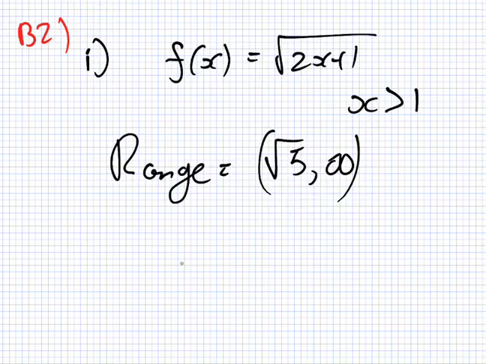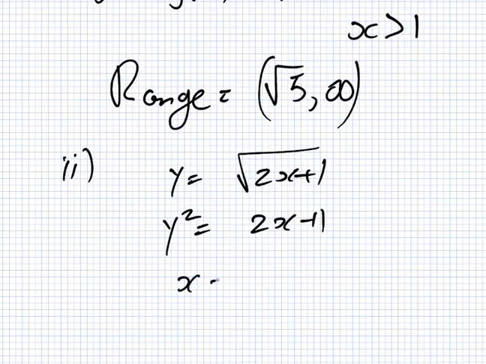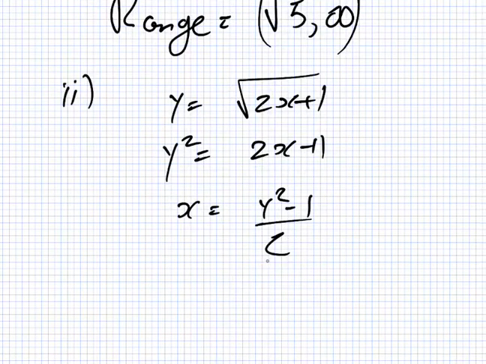Part 2 is find the inverse. y equals root 2x plus 1. y squared equals 2x plus 1. x equals y squared minus 1 over 2. And we have our answer. The inverse function is x squared minus 1 over 2.